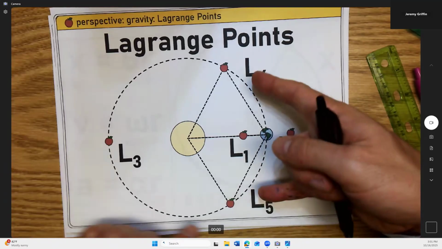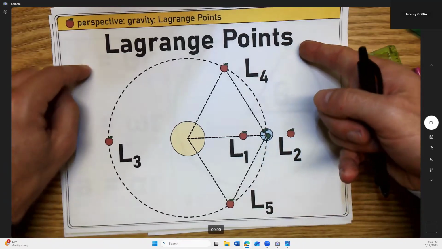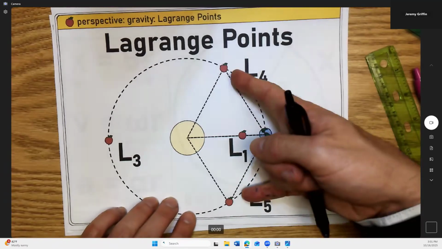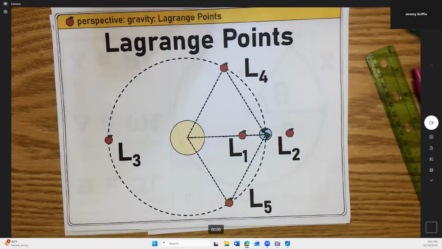Right? And finally, who these points are named after, a guy named Lagrange actually did math to show that if you make equilateral triangles, you can also get an L4 and an L5 point, and I can show you on an animation that that's true.